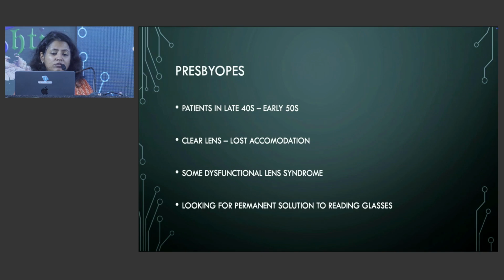Presbyopes, now the late 40s and early 50s. These patients have clear lenses, but they have lost accommodation, and some amount of dysfunctional lens syndrome has already set in, which you cannot measure on the Snellen chart. But if you see the contrast sensitivity, it has probably dropped. So for these patients who are looking for a permanent solution to reading glasses, again, Prelex is an option.